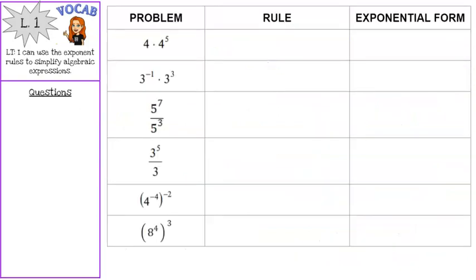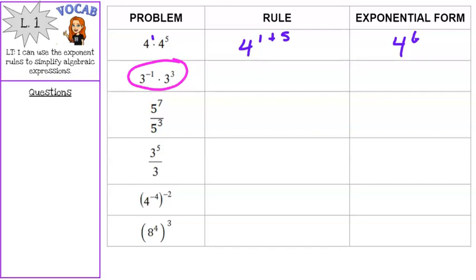So let's just try a couple more examples of this. We have 4 times 4 to the 5th power. Now, any normal number is always raised to the power of 1. So that's really 4 to the 1st power times 4 to the 5th power. So we would use our multiplication rule, which tells us that we can add our exponents. So the exponential form of this would be 4 to the 6th power, because we can add 1 plus 5, which gives us 6. You try the next one and check your answer in Edpuzzle.